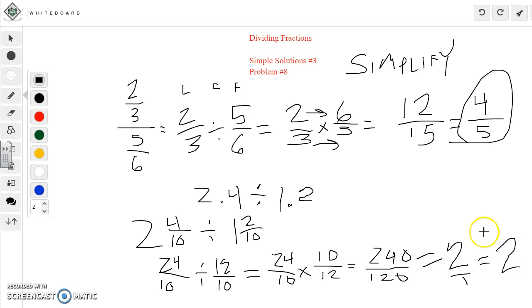So I hope that helps. I know you could have done this probably in your head, most of you guys, but if you can see that and see how you get down to this, then you understand dividing fractions.